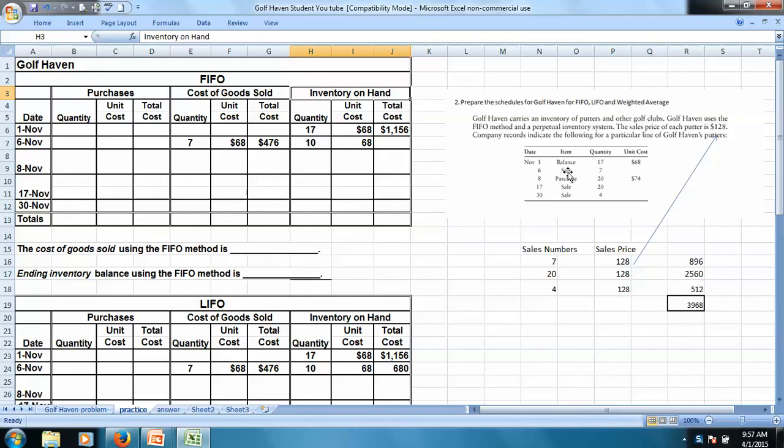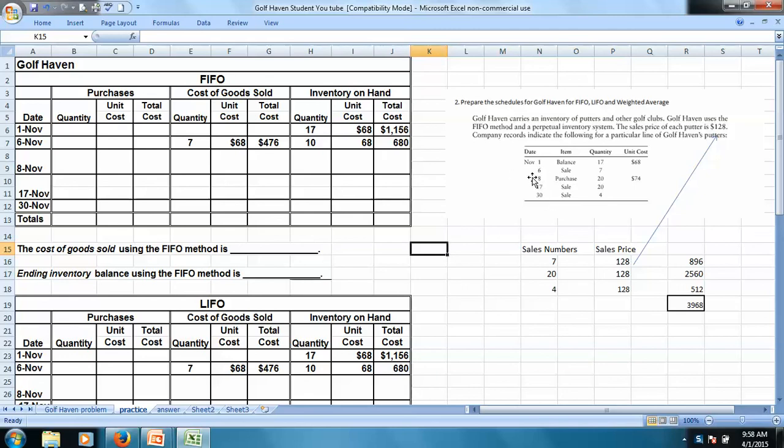Then it says on the 6th, we sold 7 putters. So the first thing we have to do is think about which 7 putters did we sell. Since we only had one layer of inventory, 17 putters that cost us $68 a piece, we're going to say that the cost of goods sold, we sold 7 that cost us $68 for a total cost to us of $476. If we sold 7 putters and we had 17 to begin with, it means that in our inventory we have 10 putters that cost us $68 a piece, and so the value sitting in our inventory at that time is $680.